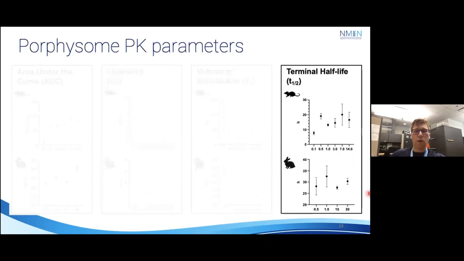And finally, looking at the pharmacokinetic half-life, the dose dependency trends that we saw very obviously in the AUC, the clearance, and the volume are not really obvious here. And this seems to indicate that the porphysome's half-life might be relatively insensitive to administered dose.